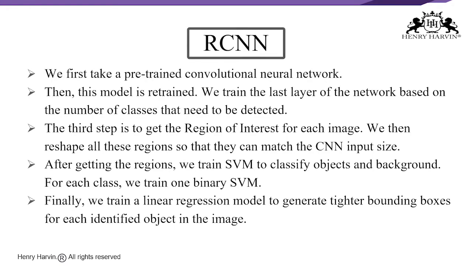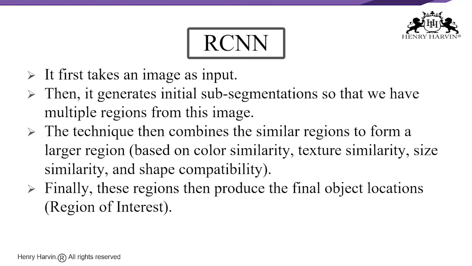Now let us understand the steps followed in RCNN. First, as we have seen here, it takes an image, then it produces sub-segmentations so that we have multiple regions. Now, based upon the similarity, they will be combined.